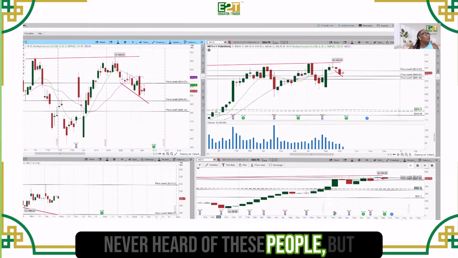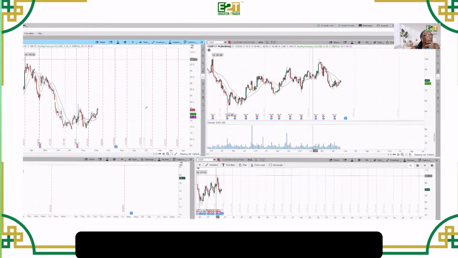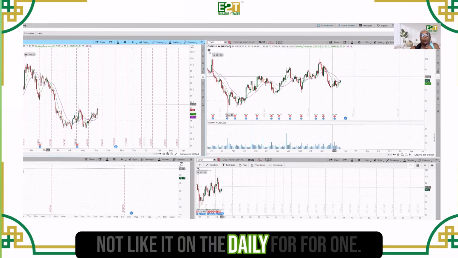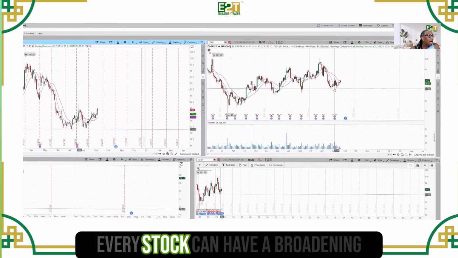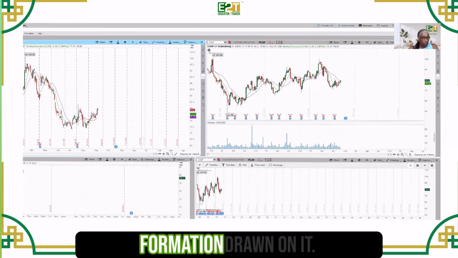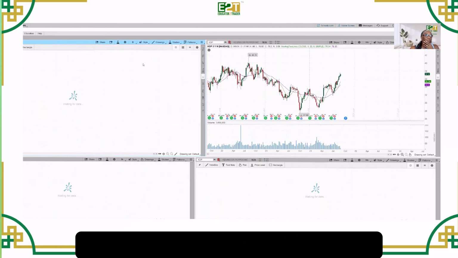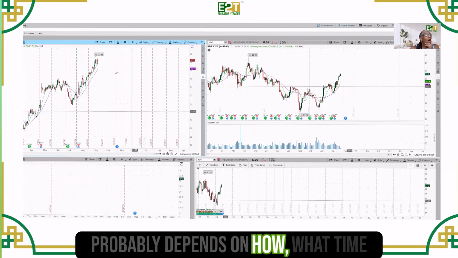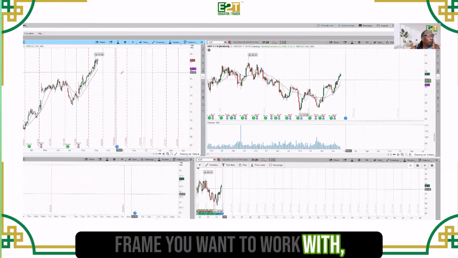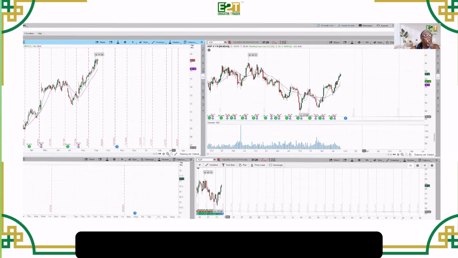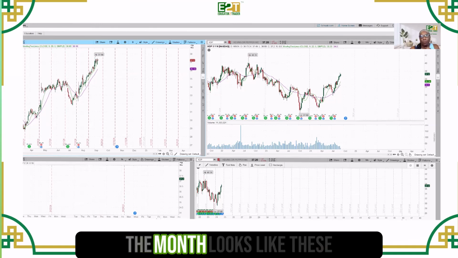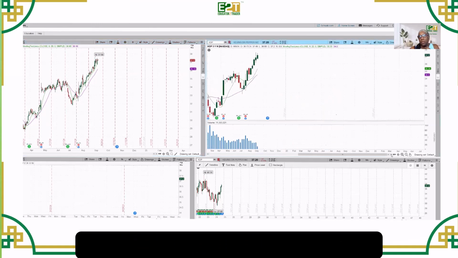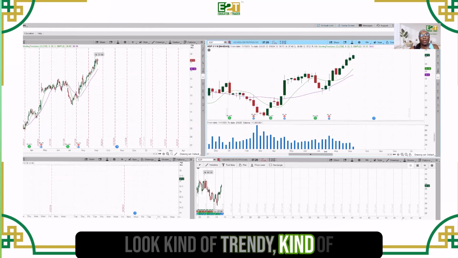CSGP. Never heard of these people, but they showed up on a scanner. I don't like it on the daily for one. But as the thought goes, every stock can have a broadening formation drawn on it. Probably depends on what time frame you want to work with. Depending on what you're doing time frame wise, we can look at the week. The month looks kind of trendy, kind of trending.